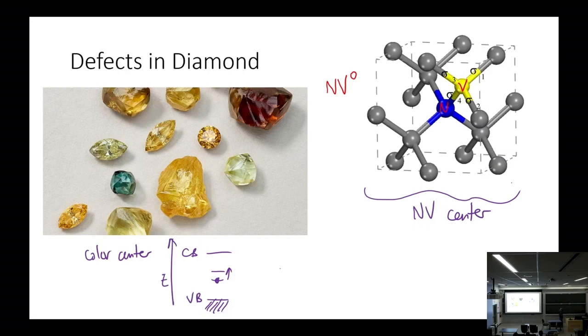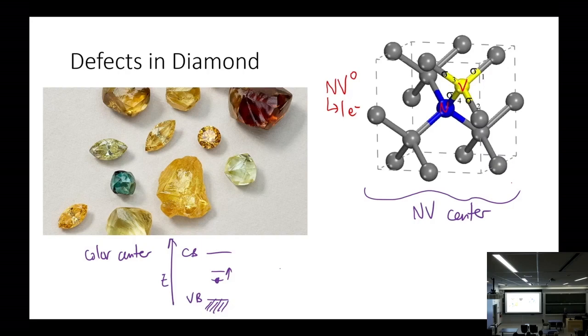So I'm missing a carbon. I've replaced a carbon with a nitrogen, and nitrogen is in group 5 of the periodic table, and carbon is in group 4 of the periodic table, so I've added one more electron. But overall, that system is neutral because I'm missing a carbon. Is that pretty clear? Okay. So that system, NV0, I just said, has one unpaired electron. And that's not useful in quantum information at all.